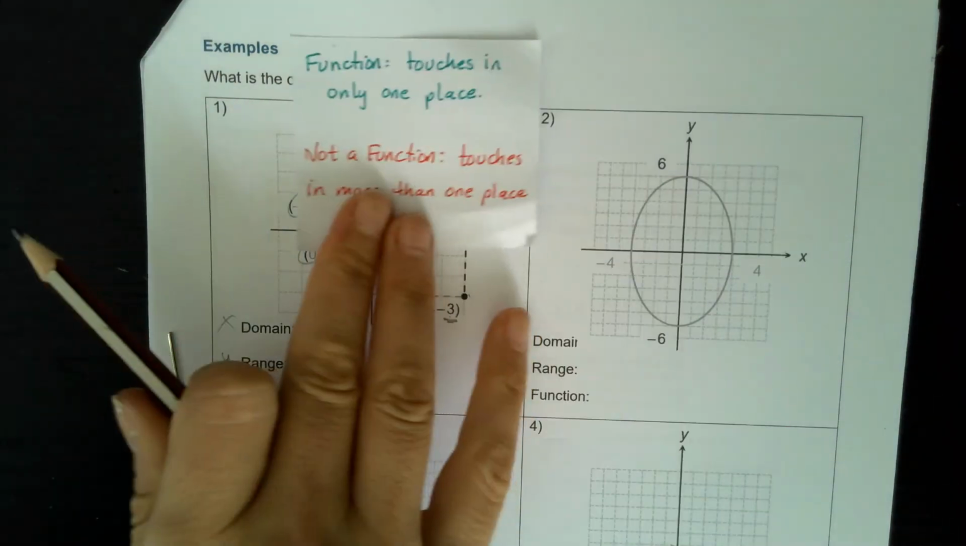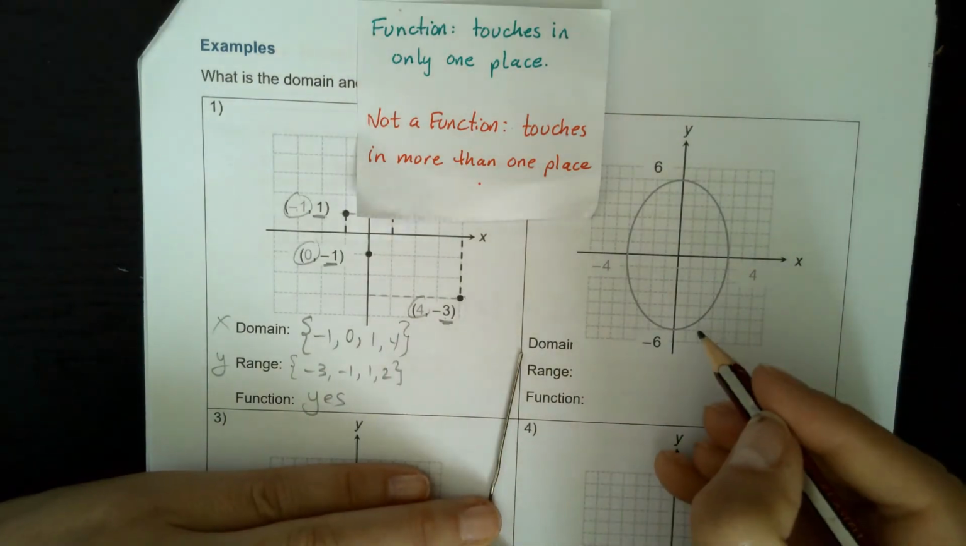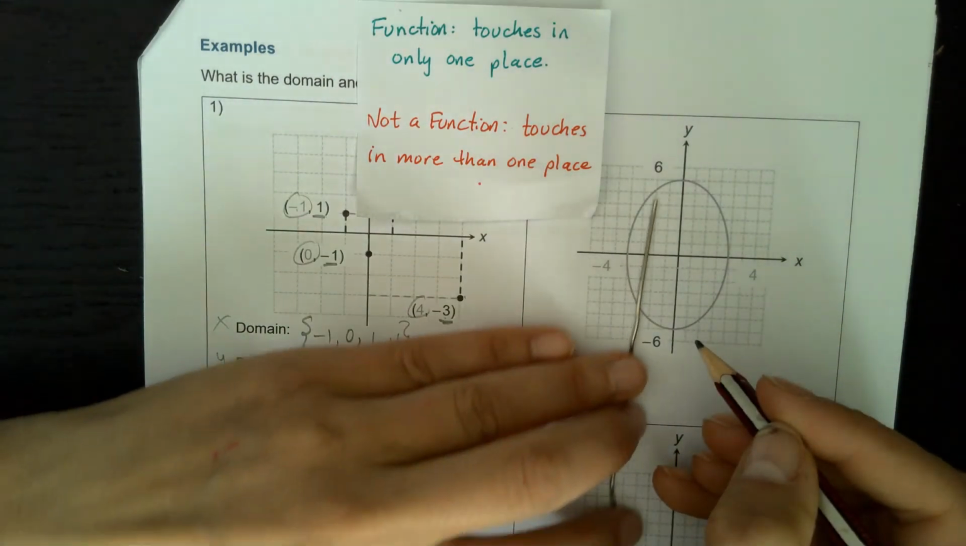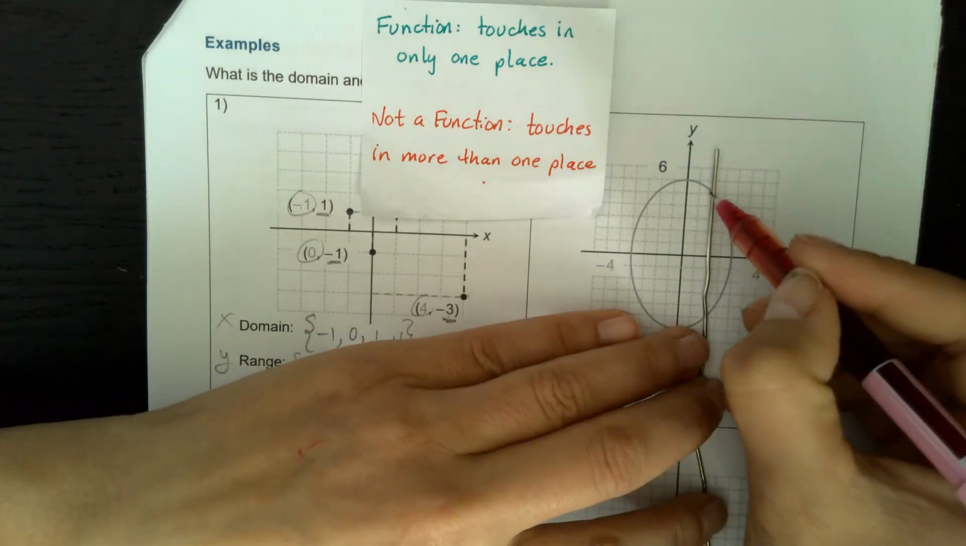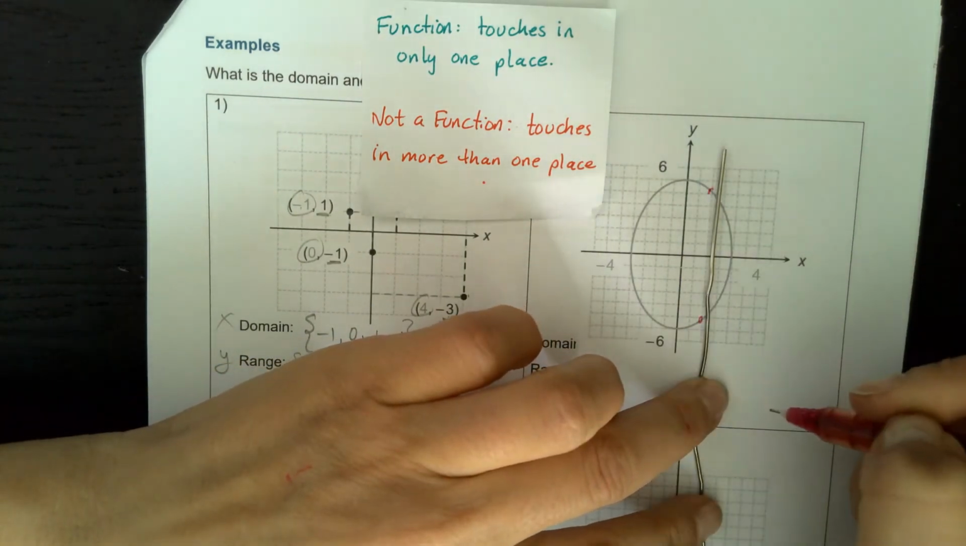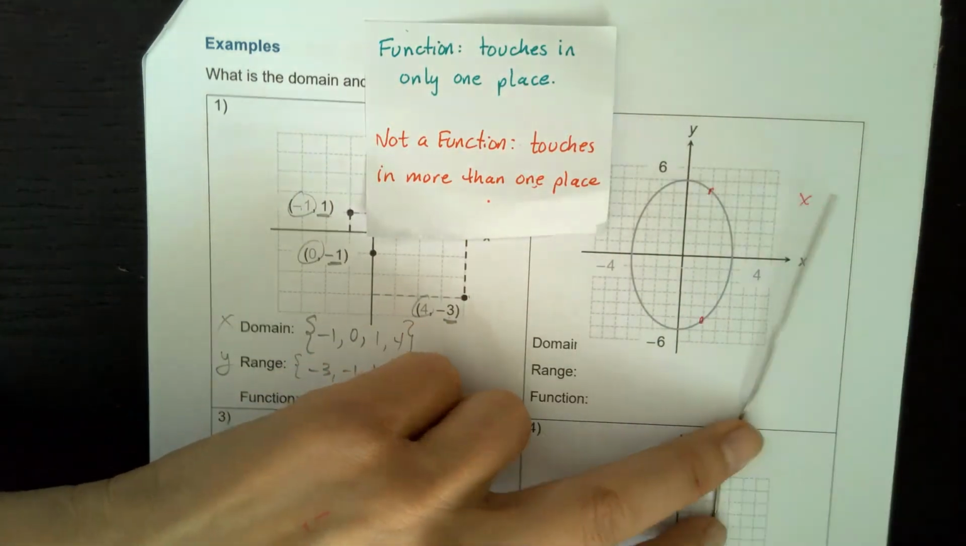All right. Now let's look at, is this a function? Okay. I can use my vertical line test and I can see that it's touching 2 places at a time. So it touches more than one place. No, it's not a function.